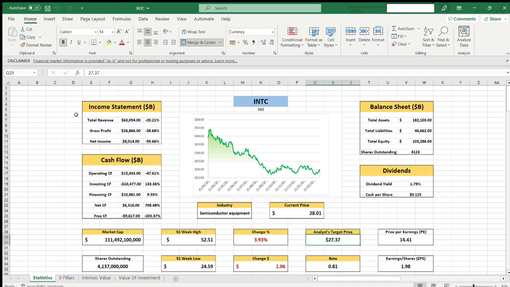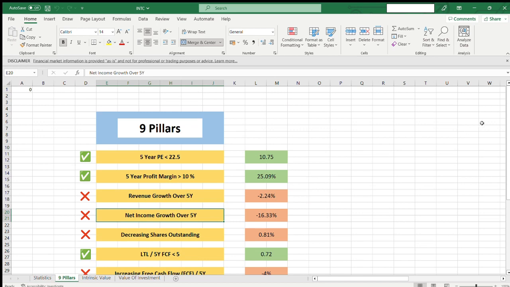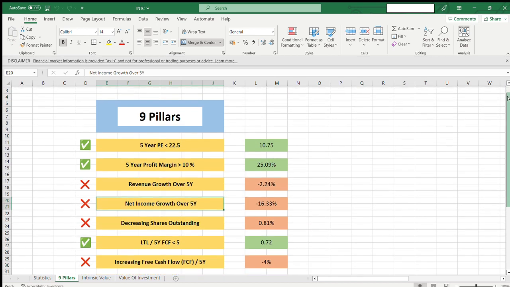Here on the left, we can see that the income of Intel has been decreasing from 2021 to 2022, as well as the free cash flow, which has decreased by more than 200%. Now let's jump to our 9-player analysis, where we'll analyze the potential of Intel Corporation.